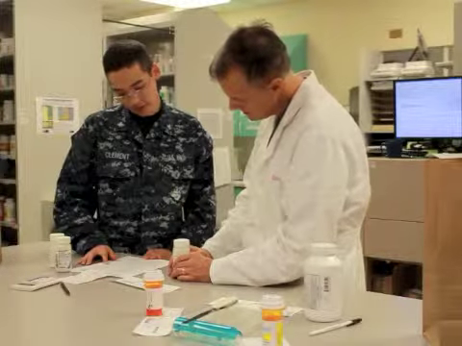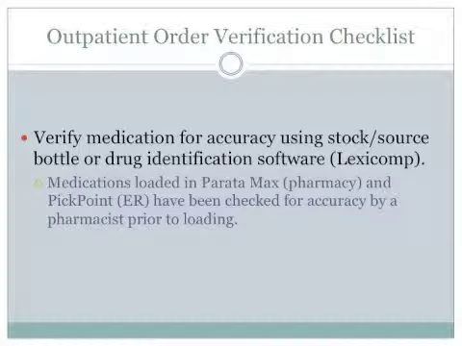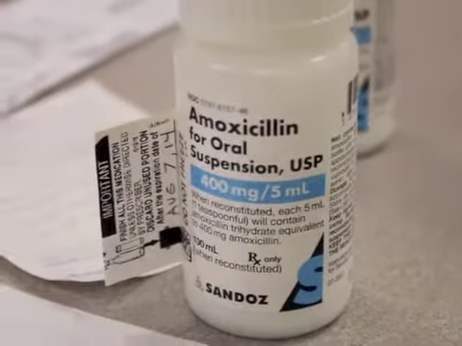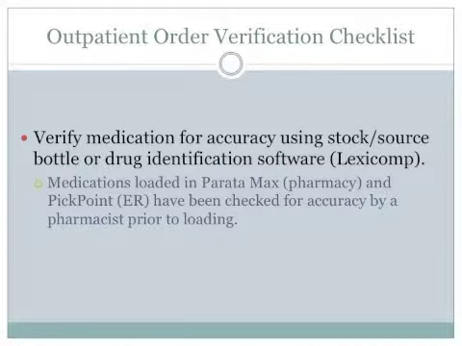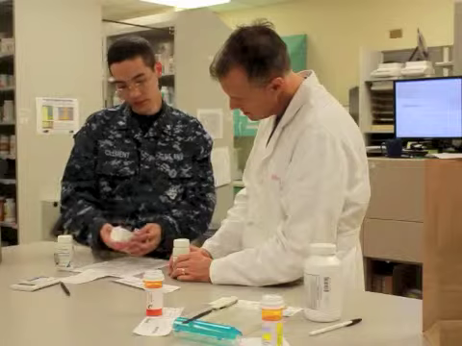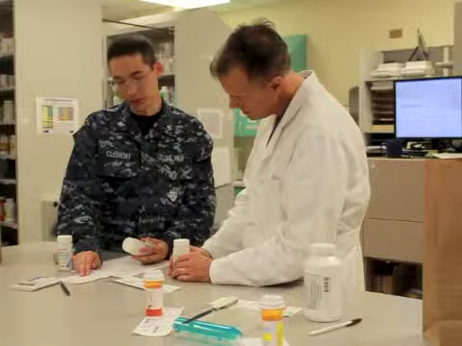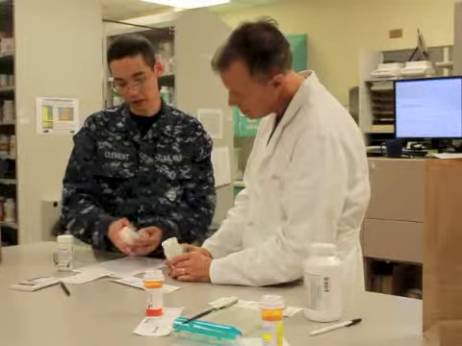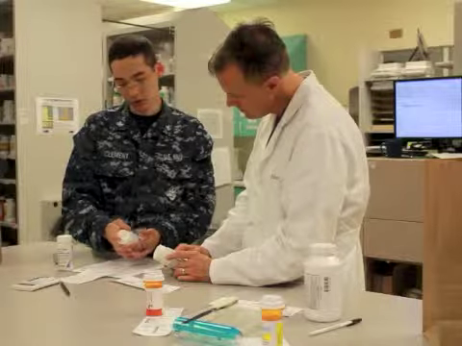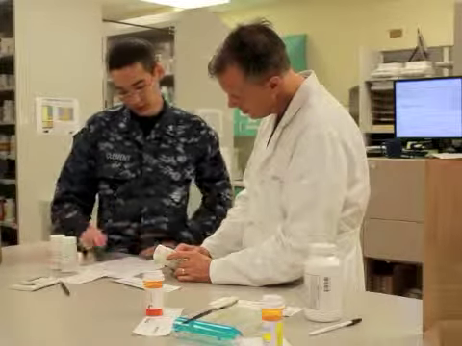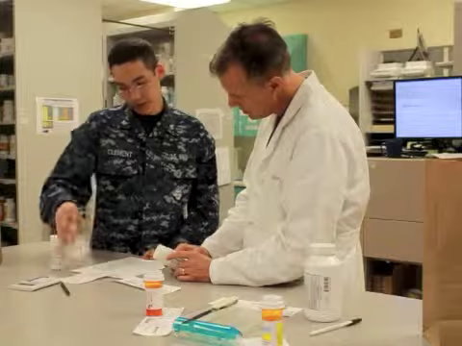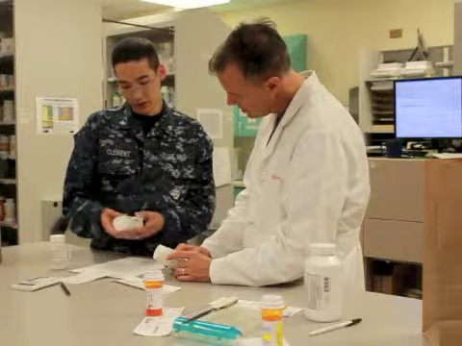After that, we need to verify the medication is accurate. Medication accuracy can be verified using a drug source bottle or an electronic drug identification program such as Lexicomp, which is available from our intranet homepage. So this prescription is written for amoxicillin 400 milligrams per 5 ml. We have amoxicillin 400 milligrams per 5 ml. That's correct.